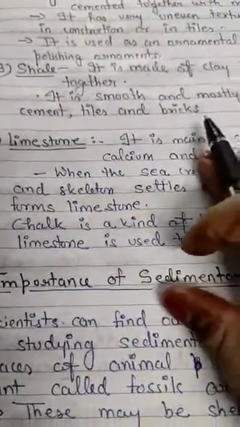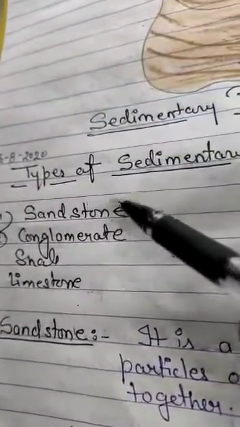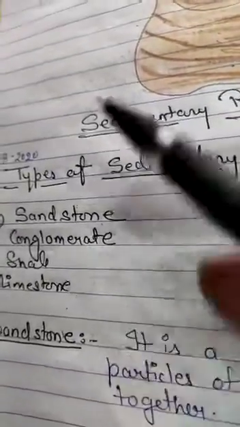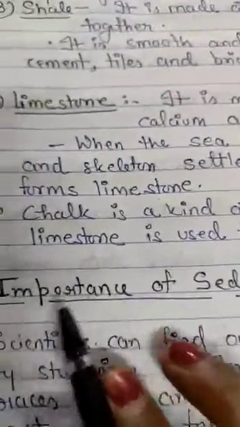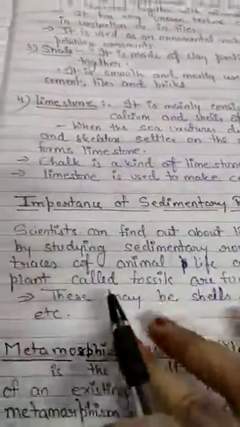So in this way, we have completed the types of sedimentary rocks. All 4 types of sedimentary rocks we have studied, that is sandstone, conglomerate, shale and limestone. Now, what is the importance of sedimentary rocks? Why is sedimentary rock important?